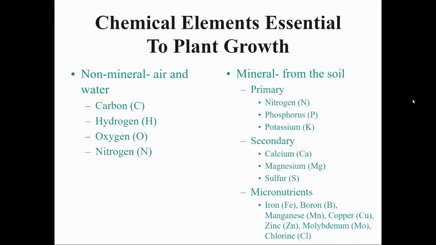All right, so chemical elements essential for plant growth. You have non-mineral and mineral nutrients that are needed. The non-mineral ones typically come from air and water, and this is carbon, hydrogen, oxygen, and nitrogen. And your mineral ones come from the soil. Your primary, of course, is going to be nitrogen, phosphorus, and potassium. And then you can see secondary: calcium, magnesium, and sulfur. And then you have your micronutrients down in there as well, which we've talked about already.